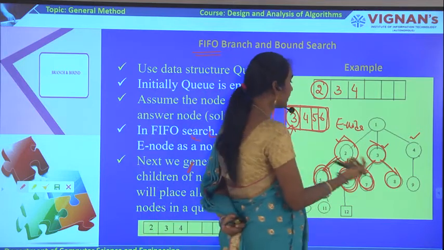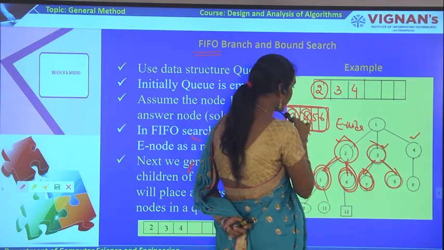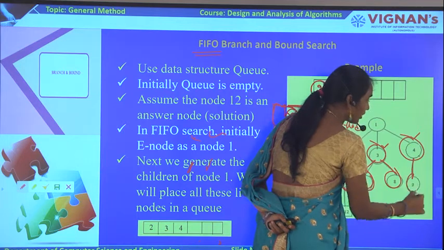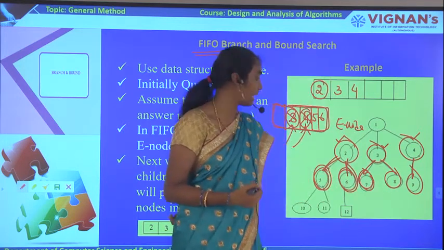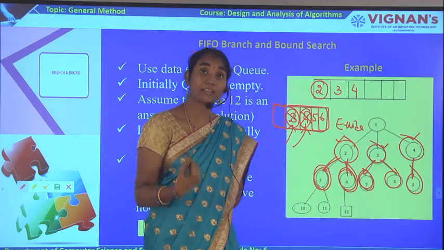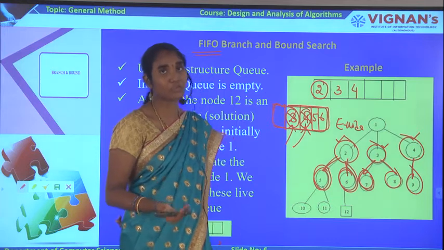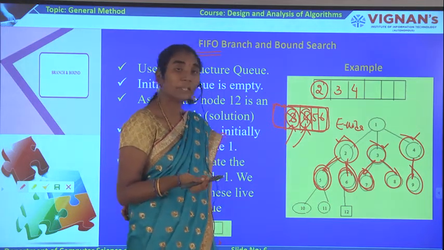Now what is the next one? Again 4 gets removed, and 4 becomes the E node. For 4, what is the child? 9 is the child node. Again that 9 is a dead node, because from 9 there is no exploration. So by the bounding function, that will also be removed.